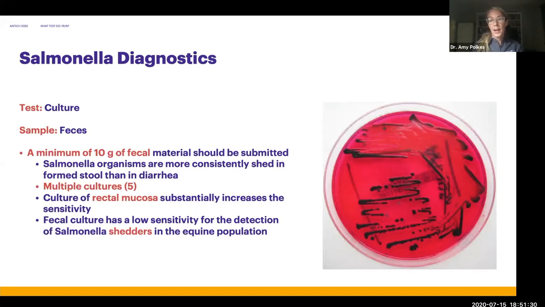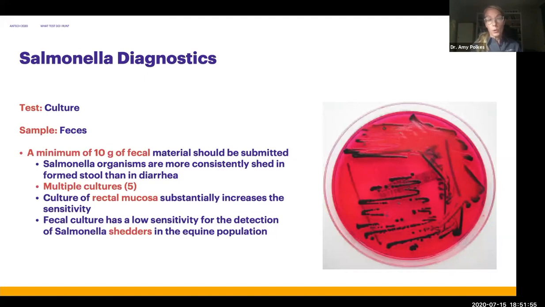I have done a little technique, mostly in foals, that have really watery diarrhea, where you can collect it in a plain red top tube, and you hope that you're going to get enough fecal material in a large tube that would help you to get the diagnosis.